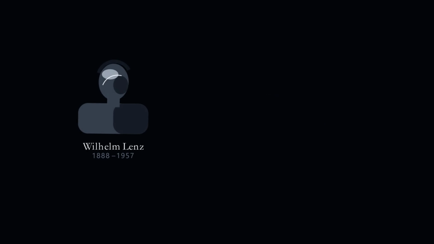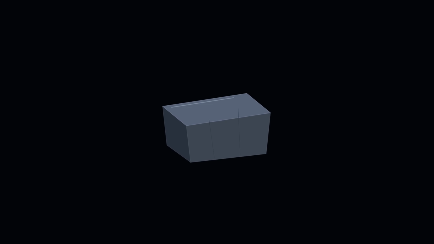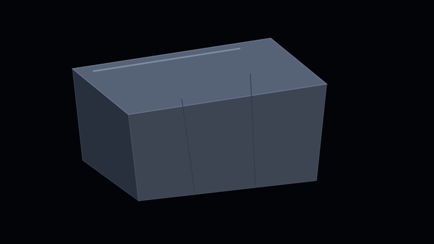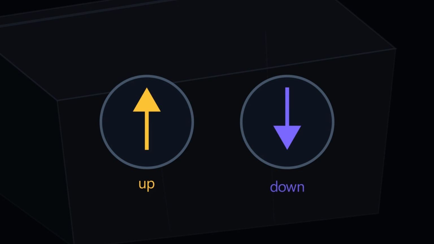It's 1920. The German physicist Wilhelm Lenz hands a problem to his student, Ernst Ising. Explain magnets. Here's the thing to explain. A block of iron is made of atoms. Each atom's electrons generate a tiny magnetic field of their own. Its spin, and roughly speaking, a spin has 2 choices, up or down.